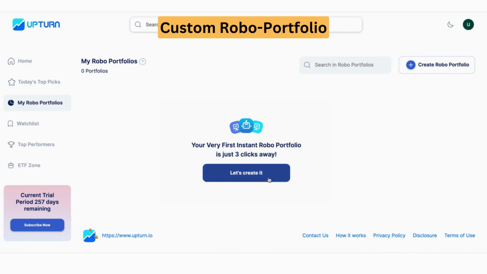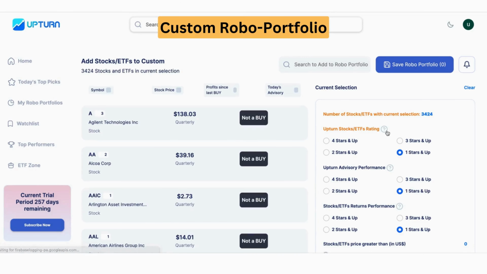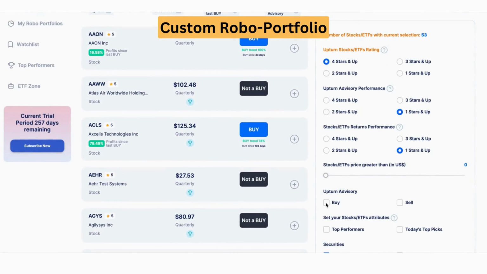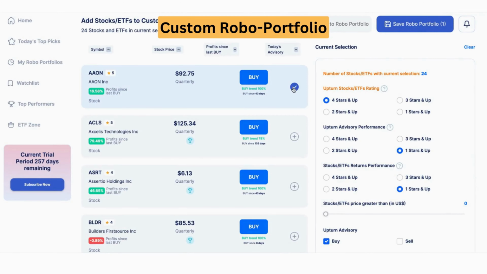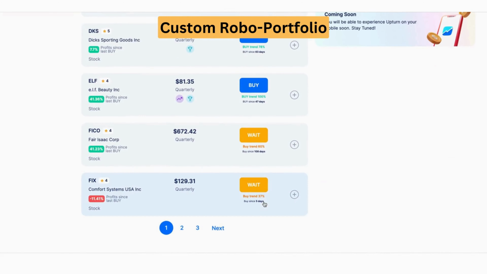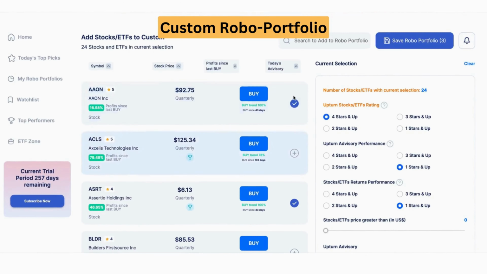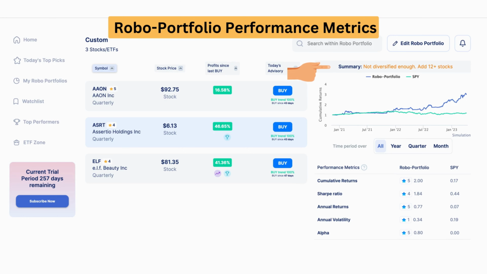Users can also build custom robo-portfolios by using filters to define the collection of stocks or ETFs to choose from and select stocks from this collection to add to the custom robo-portfolio, or just search for their favorite stocks or ETFs and add them to the list. Users can create as many robo-portfolios as they want.